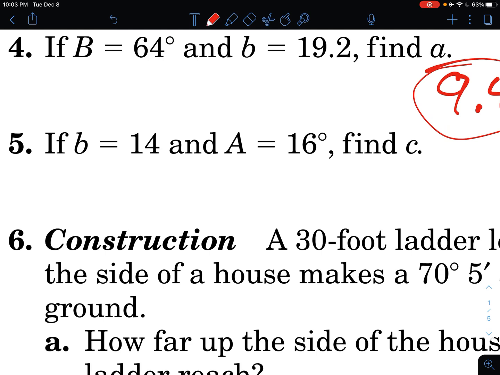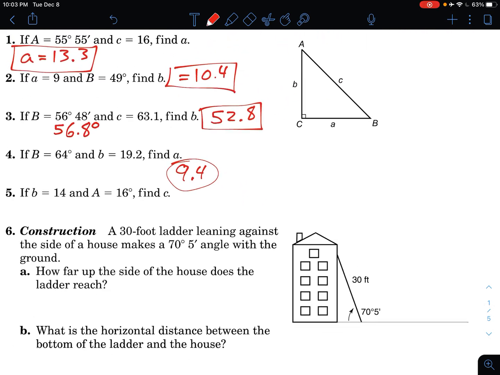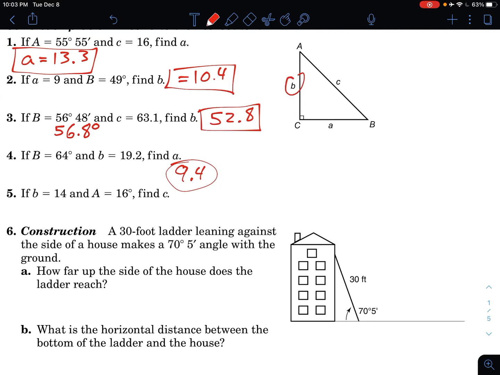And we have B and A, and we're trying to find C. So little b is 14, that's this side. A, 16 degrees, is this angle. So B would be the adjacent side to that. And we're finding C, which is the opposite.